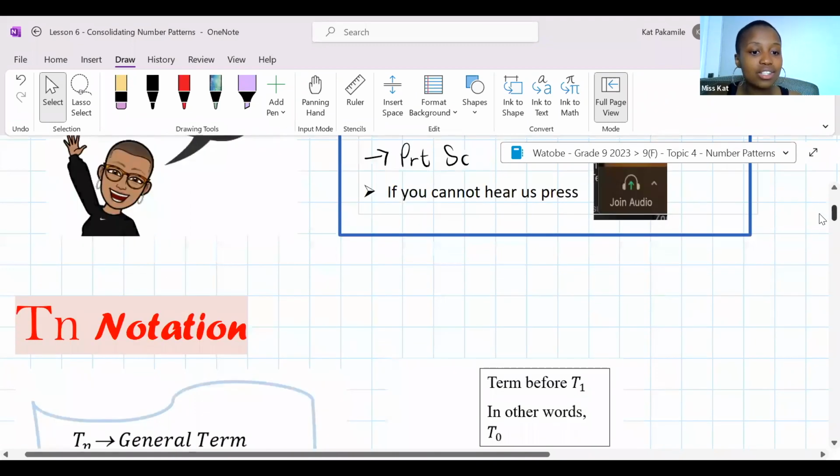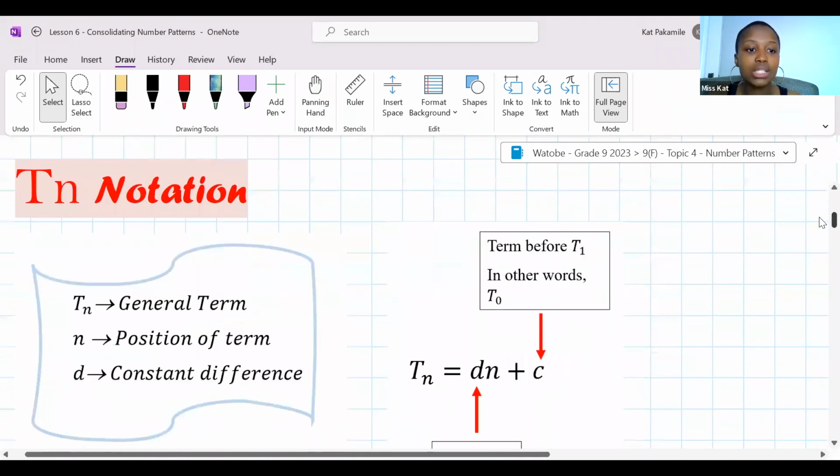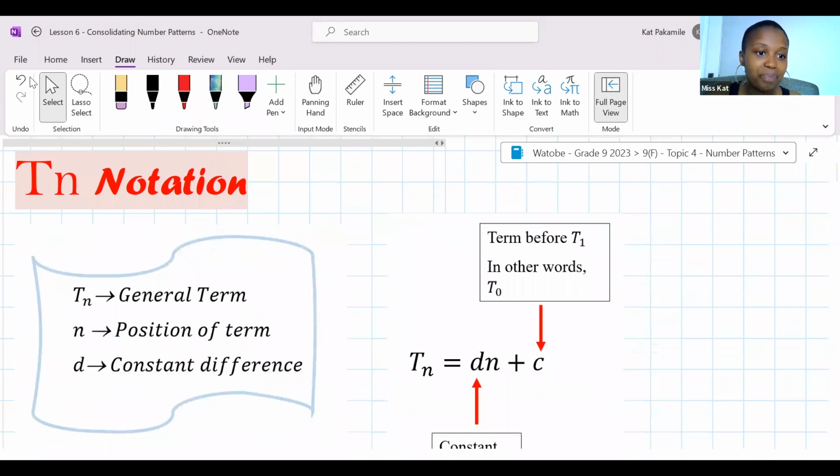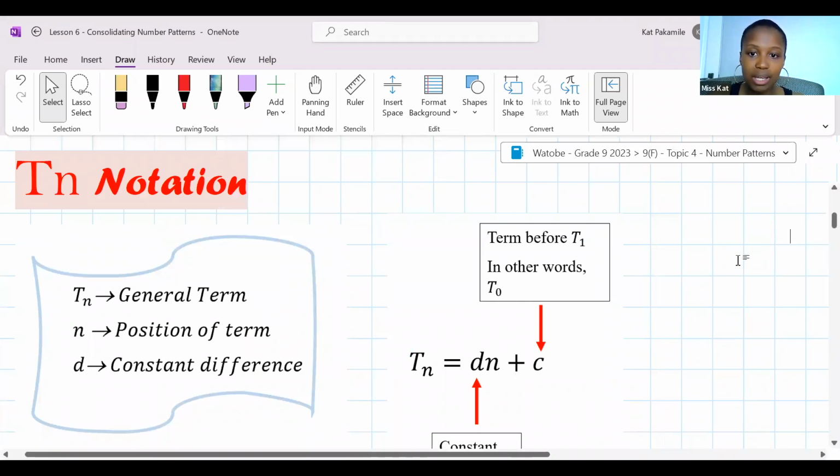Today is a consolidation of number patterns, i.e. it's the last lesson on number patterns. We will be finishing off and revising everything we have done in this course. And so, obviously, the TN notation has to be part of that.